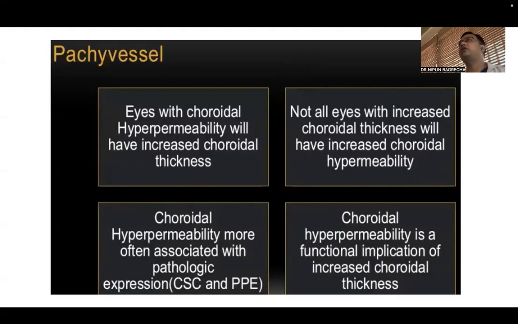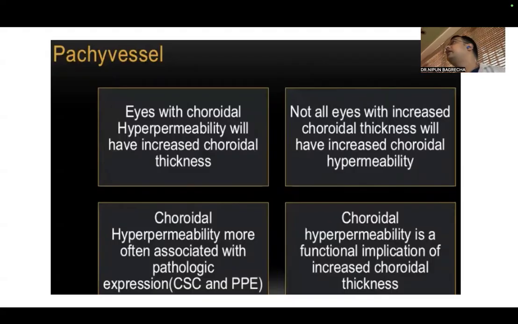The most important point to remember is that all pachyvessels are hyperpermeable, but all pachyvessels are not hyperpermeable. So when we talk about pachychoroid, it is not only the thickened choroid, it is the increased permeability of the pachyvessels, meaning the dilated pachyvessels. All vessels are not hyperpermeable, and predominantly we see the pachychoroid spectrum in the thickened choroid, that is, the subfoveal choroidal thickness is more than 400 micrometers. In some studies, it is given as 350 micrometers.